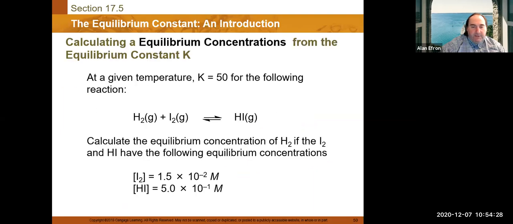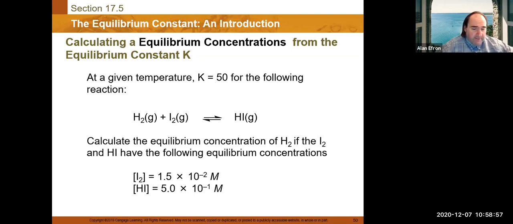All right. So try this next one, see what you come up with. We've got, at a given temperature, the equilibrium value is 50. Calculate the equilibrium concentrations of H2 and I2 and HI having the following equilibrium concentrations. I think I read that really badly, but I'm pretty sure you understand what you're trying to find there. I think we're looking for H2's concentration at equilibrium. Okay, so let's take a look and see here.